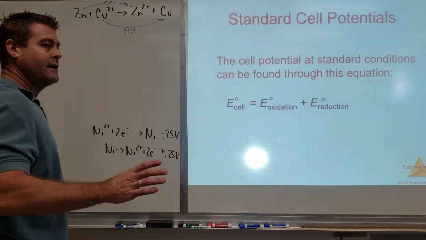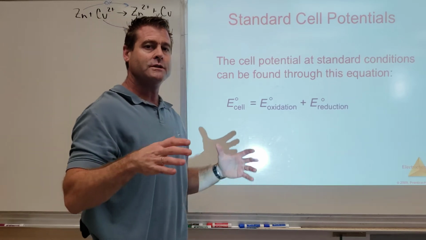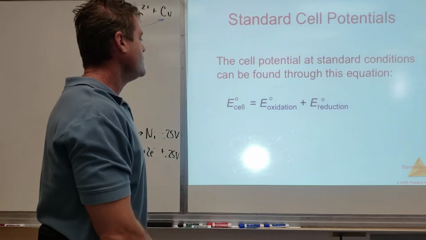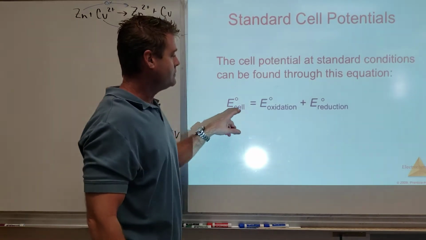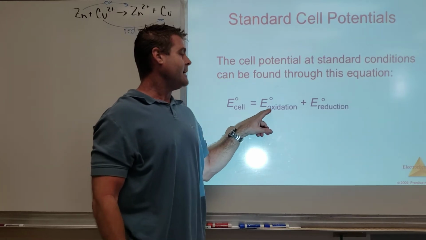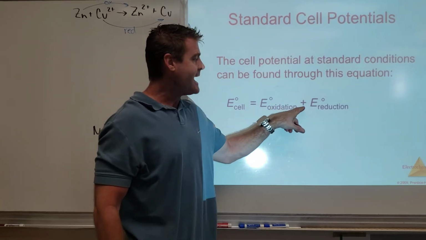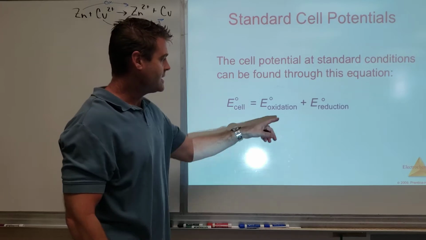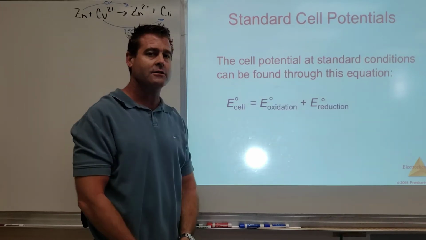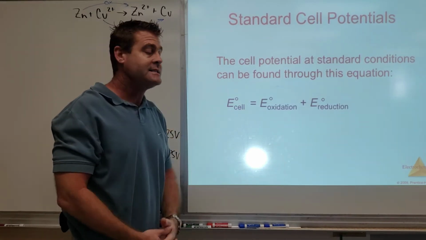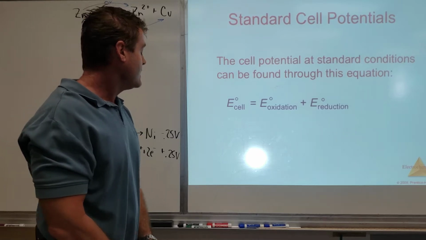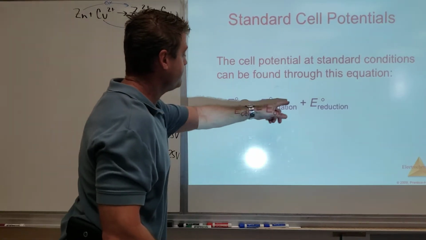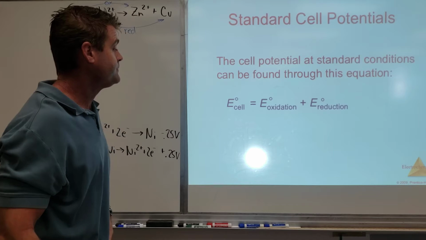So here's ultimately how you're going to calculate the cell potential, which is ultimately the voltage of your battery. To get the cell potential, you're going to get the oxidation potential, and you're going to add that to the reduction potential. You guys write this down. That's the equation you're going to use. You see, it's a pretty simple calculation. You're just going to add. So, for example, here's what we would do.